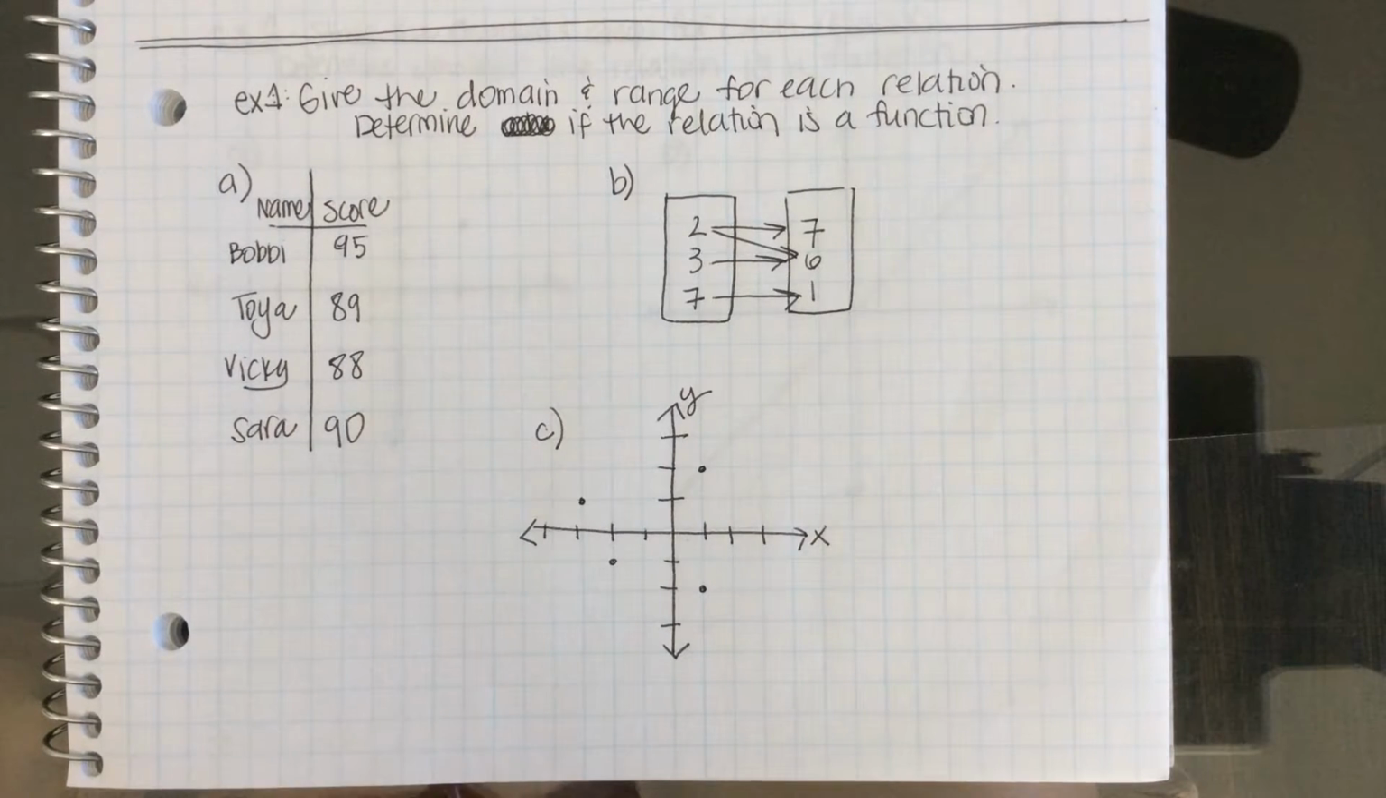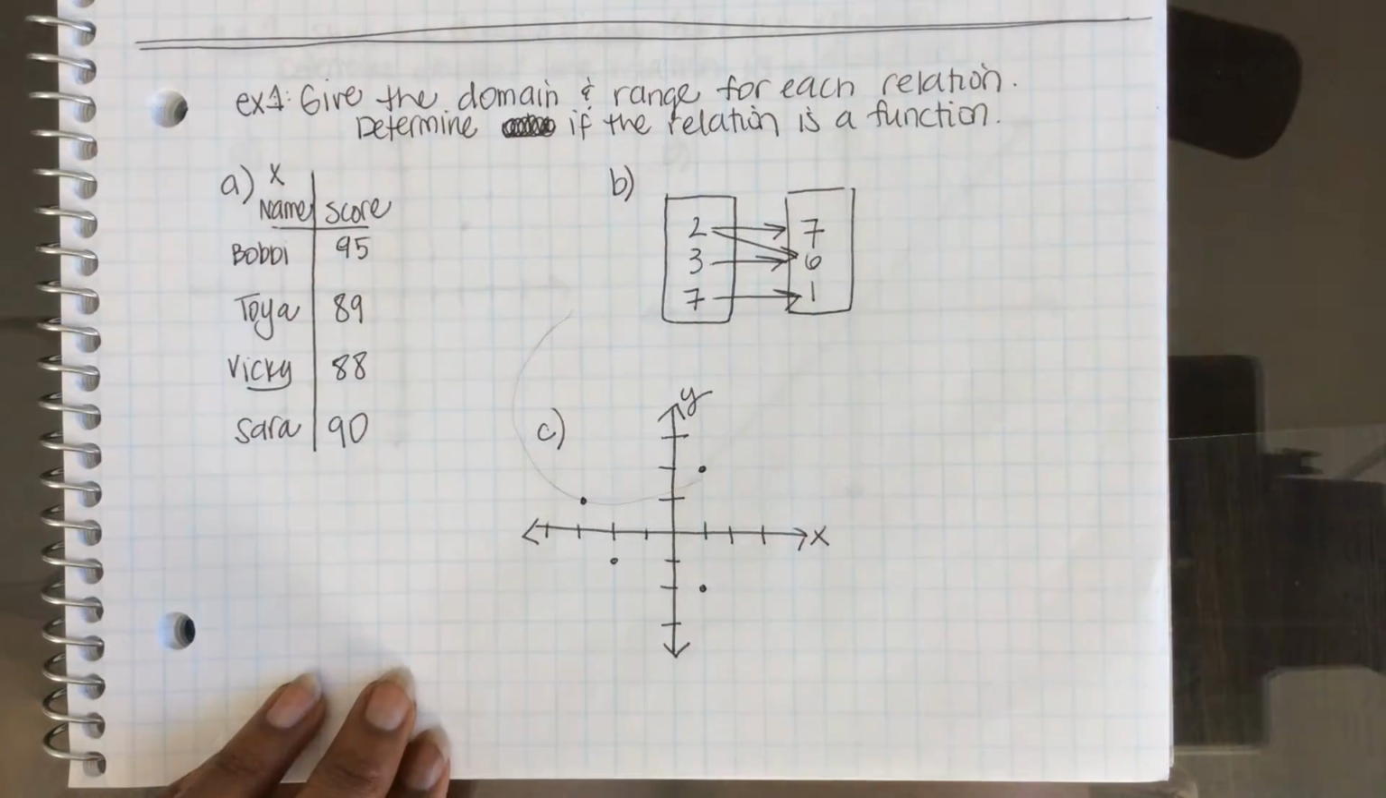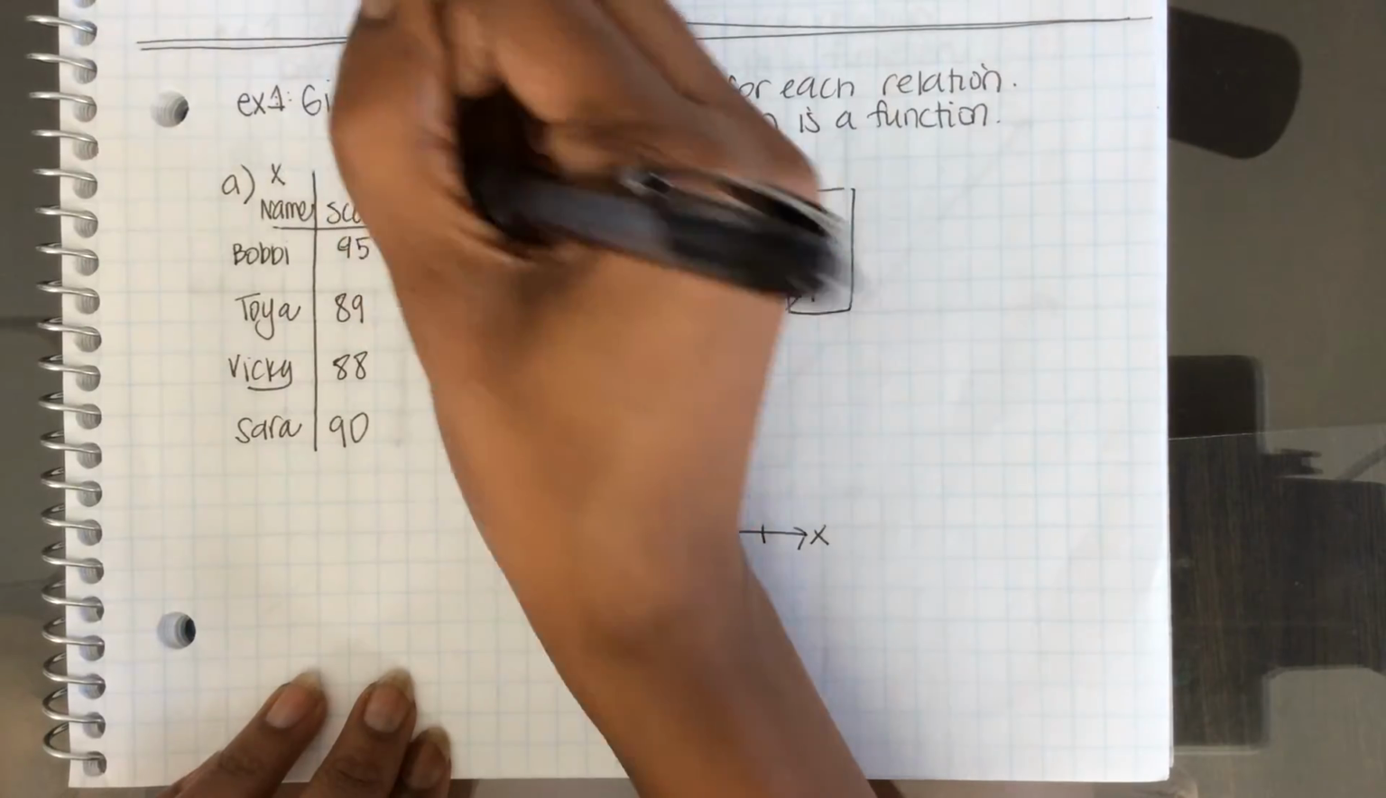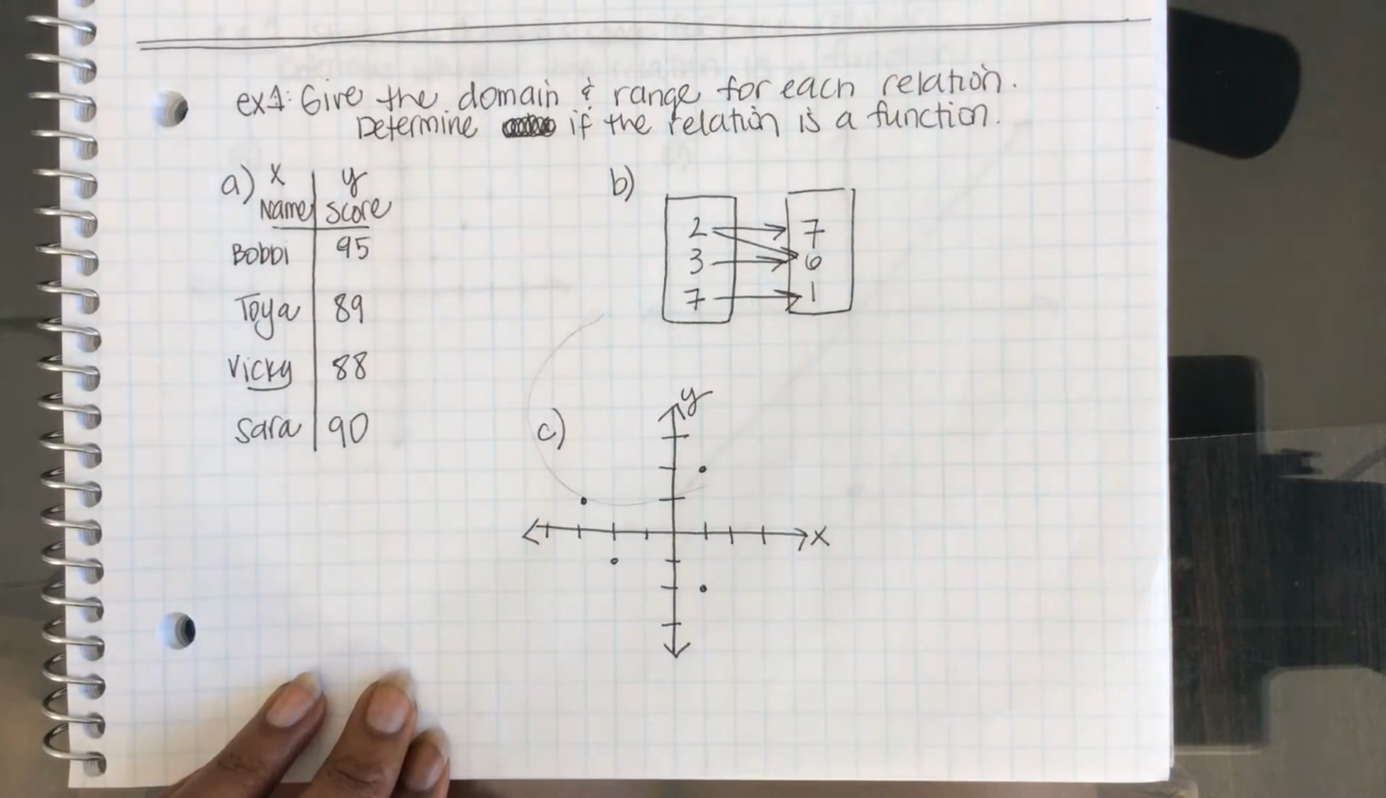So here's example 1. Give the domain and range for each relation. Determine if the relation is a function. So in example A, I have a table that's connecting names to their scores. So my first names are my x values or my input, and the score, my output, are the y values.